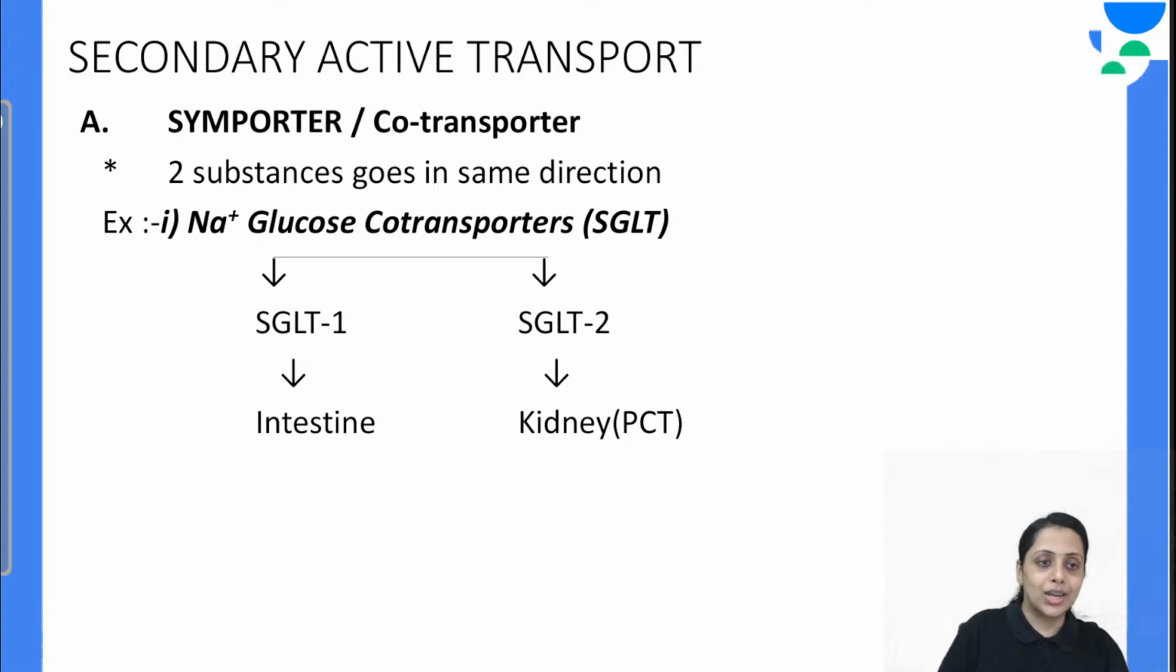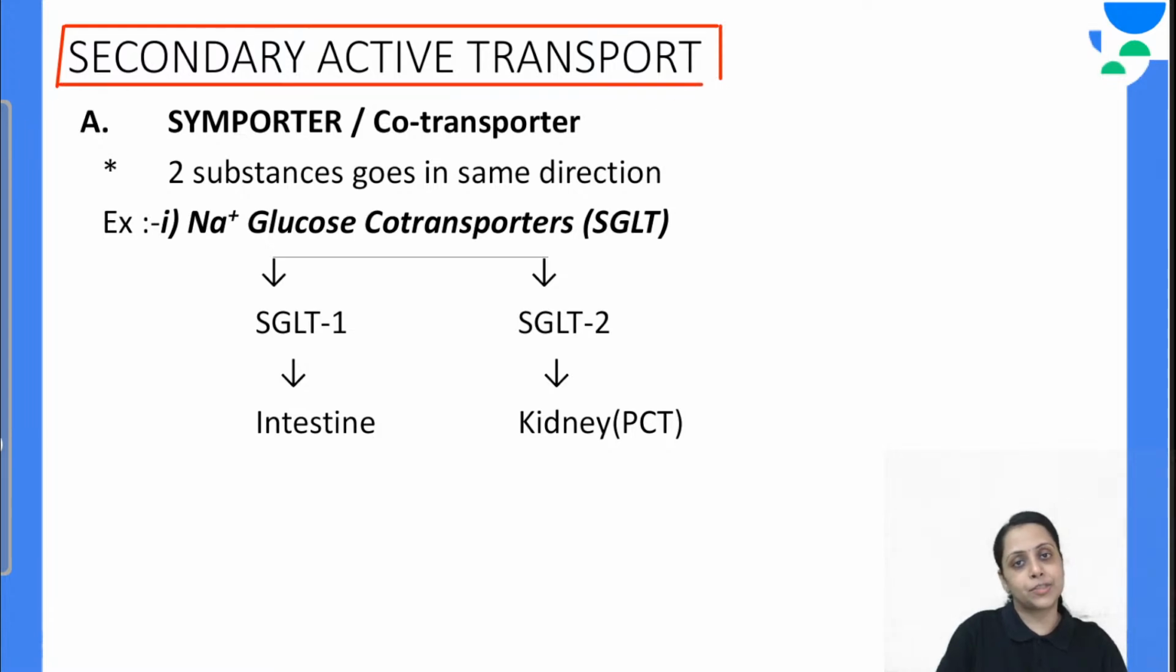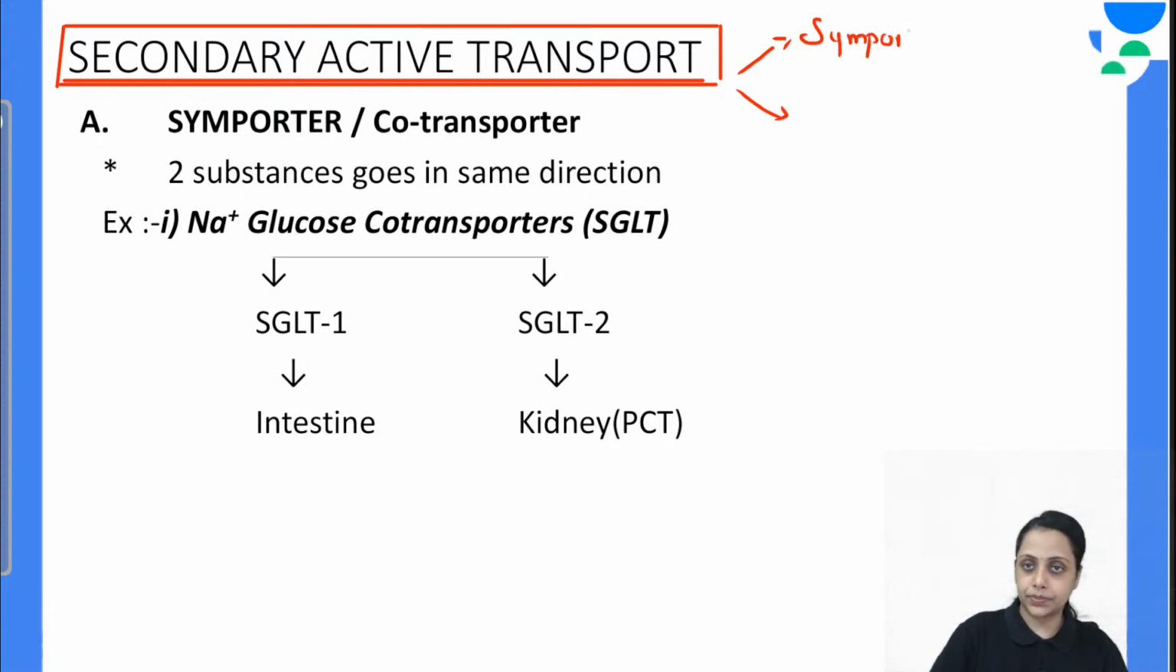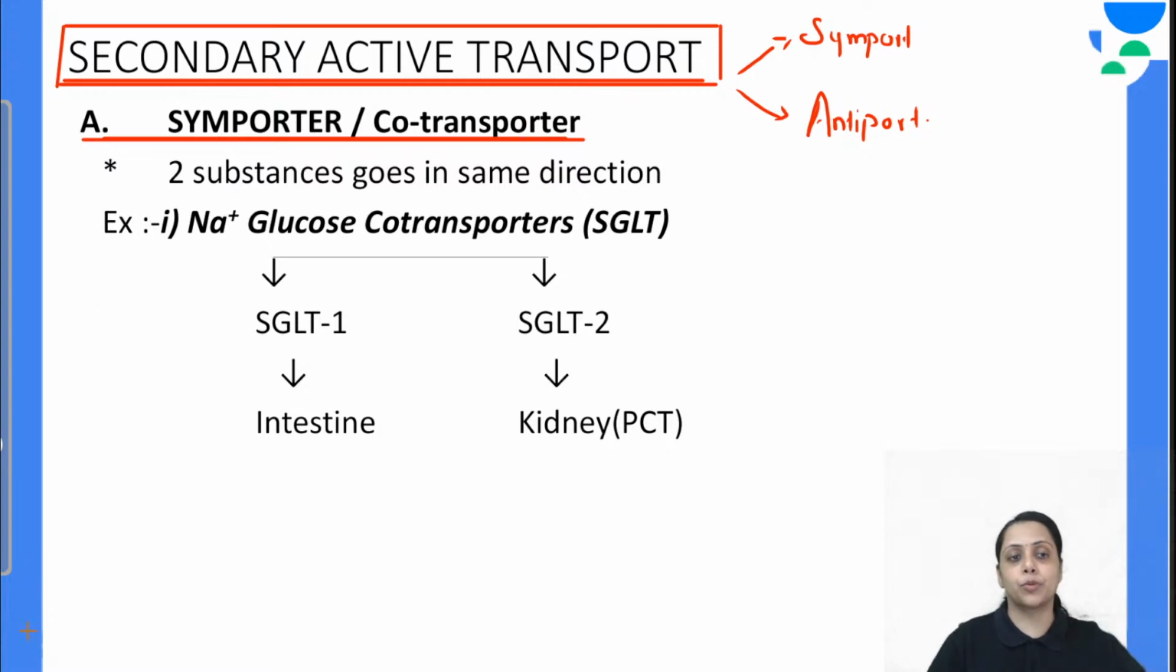Moving further to the last one, that is the secondary active transport. After the primary active transport, coming to the secondary active transport. This secondary active transport is further classified into two, that is symport or antiport. So first coming to the symport. Symporter is also known as a co-transporter. As the name suggests, co-transporter means two substances are moving in the same direction. So this is the symport.